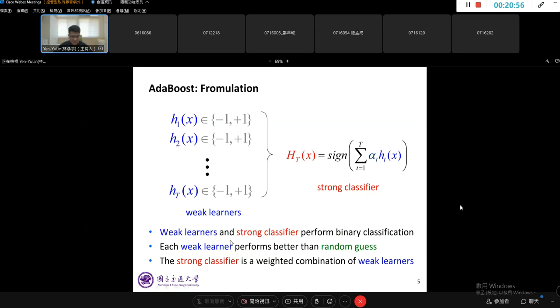So the strong classifier actually is a weighted combination of the weak learners, as you can see in this equation. This is a linear combination of the weak learners.